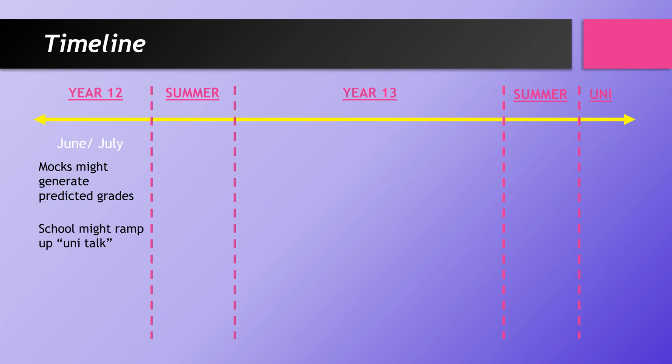The school generally might start to ramp up in terms of their uni talk, as I would describe it. Things like assemblies, talking about it in your tutor time, talking about it in the corridors with your friends. There's sort of more discussion about it, which can be a bit maybe anxiety inducing. And also I think if you're not keen on going to university, it can get a bit wearing. But there we go.